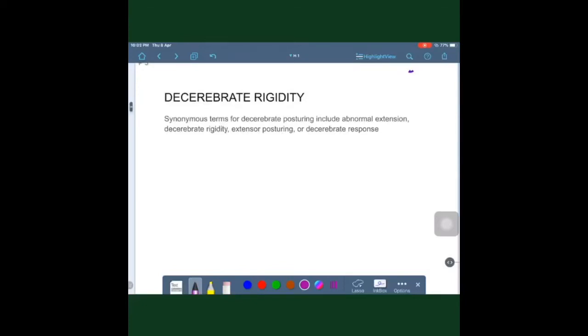Hello friends, today our topic of discussion is decerebrate rigidity and decorticate rigidity. Coming to what are the synonyms of decerebrate rigidity? It includes abnormal extension or decerebrate rigidity or extensor posturing or decerebrate response.